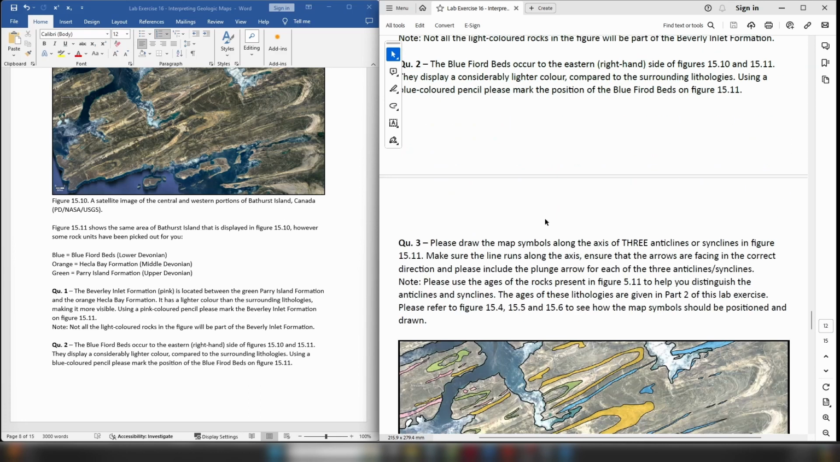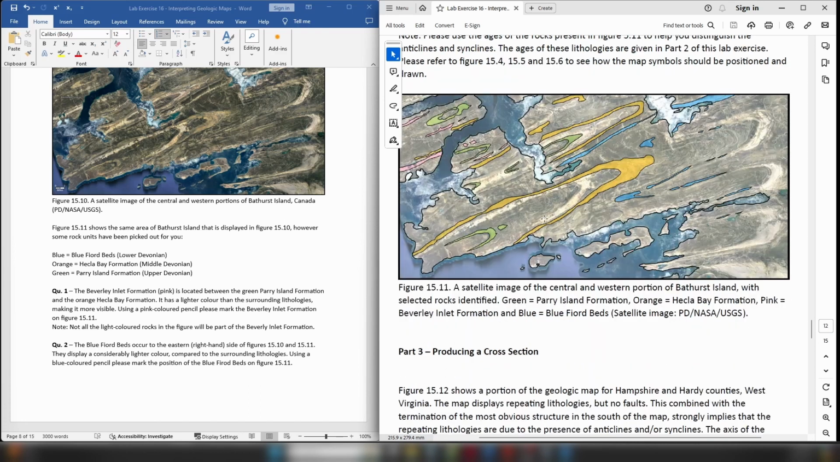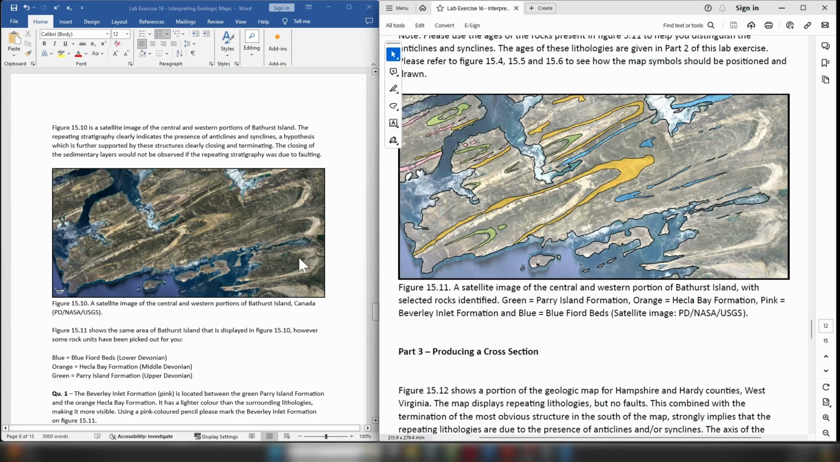So I'm just going to come down to the next figure, and in this figure you are going to see the satellite image that we were looking at a moment ago, but you will see that I have begun to pick out some of these layers of rock based on the colors that can be seen in the satellite image.